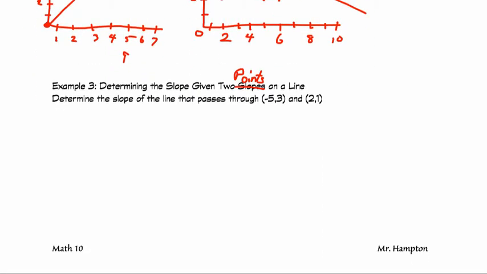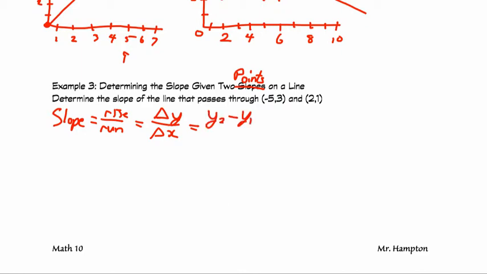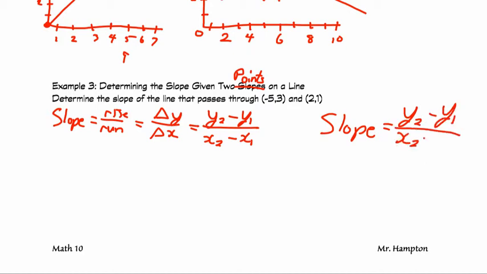To determine the slope given 2 points on a line, we first have to see that the slope is our rise over our run, and our rise is the change in our y value over the change in our x value. So to find the change in our y, we go our y2 minus our y1 divided by our x2 minus our x1. So the equation for slope is y2 minus y1 divided by x2 minus x1.